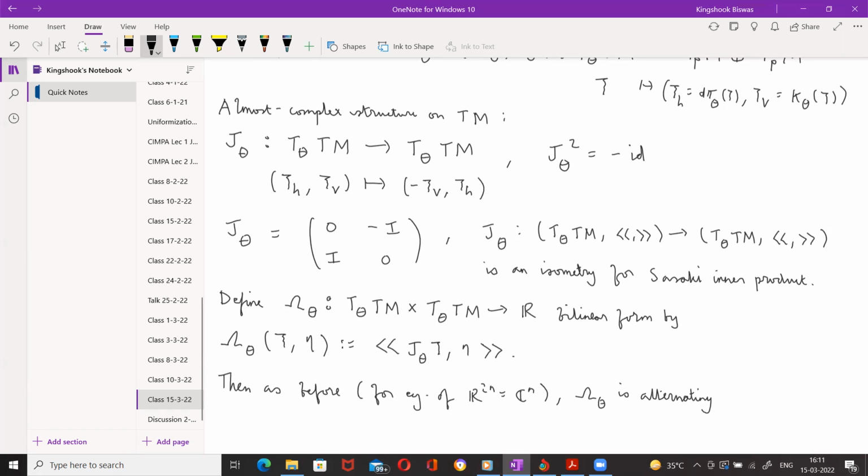That's because J is an isometry for the Sasaki inner product and J squared is minus identity. That will tell you that omega is alternating. And also because J is an isomorphism, that will tell you that omega is non-degenerate, right?